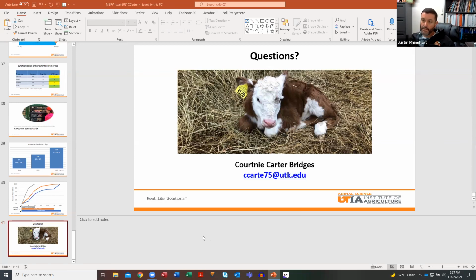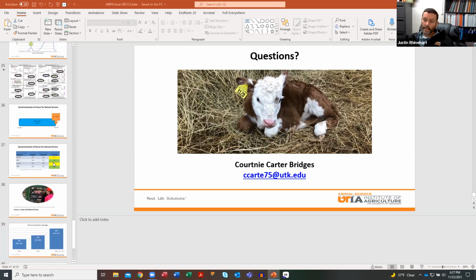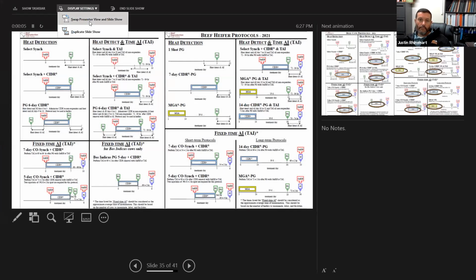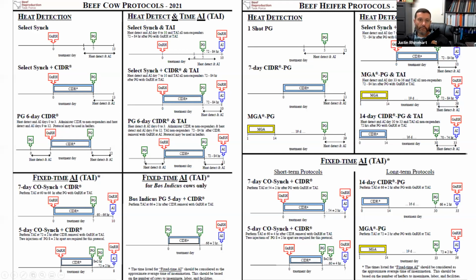So MGA, it's not like a seeder where it's the exact hormone that the cow makes, but it's an analog of that. It attaches to the same receptor, so it acts like progesterone, and it's orally active as well. So it's kind of like in humans a birth control pill. Some of those aren't the actual hormone itself, but they act like it. So, all right. So we're going to go through some sync protocols.